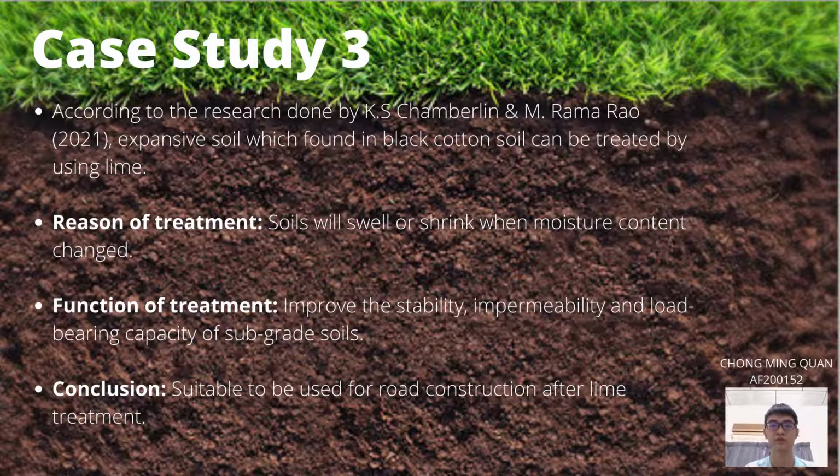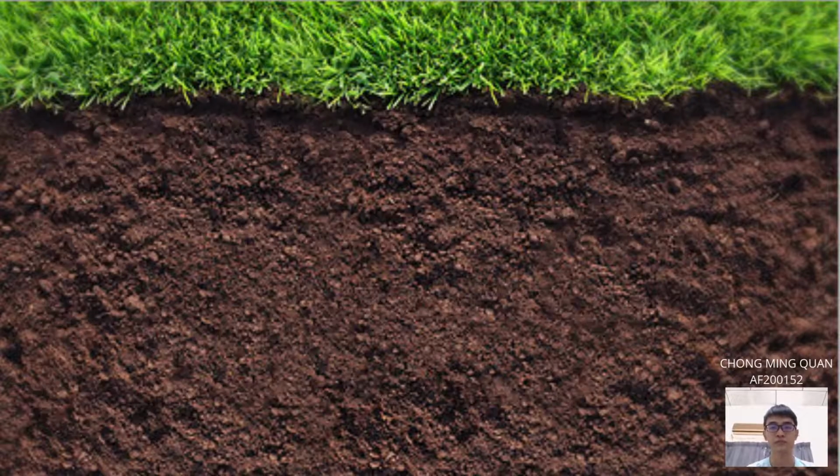Case study 3 is about the research of treatment of black cotton soil by using lime. This is because the soil will swell or shrink when there is a change in moisture content. It is suitable to be used for road construction after lime treatment.